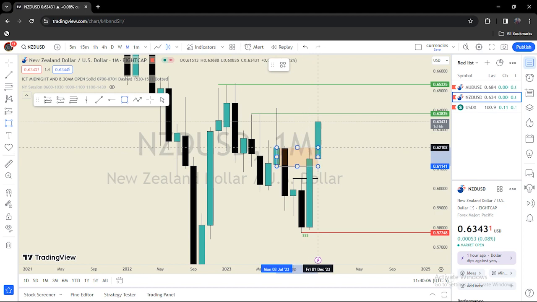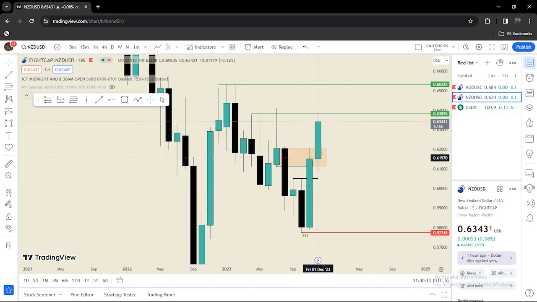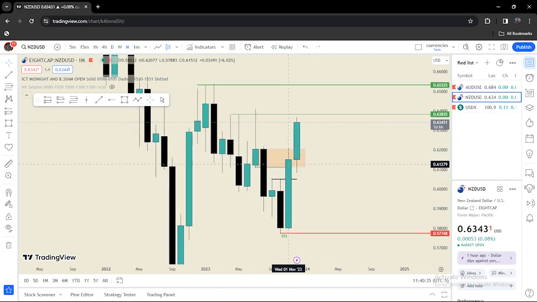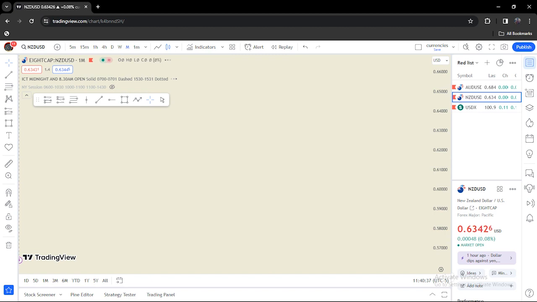So I was expecting price to respect this order block, the order block from July's month. So this is what happened. It actually didn't respect the order block. Now I was still bearish. I thought if it hits the order block, it's going to go down to this zone, but then it didn't.